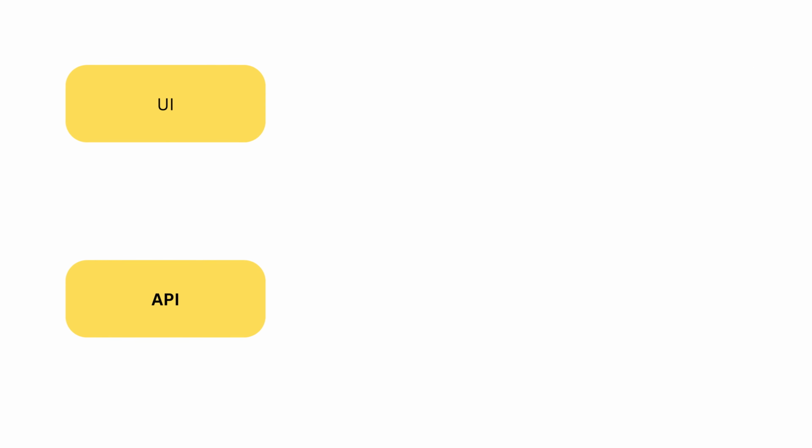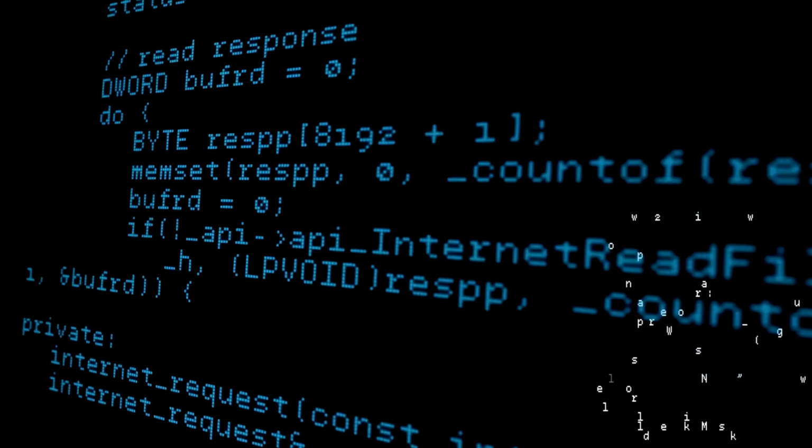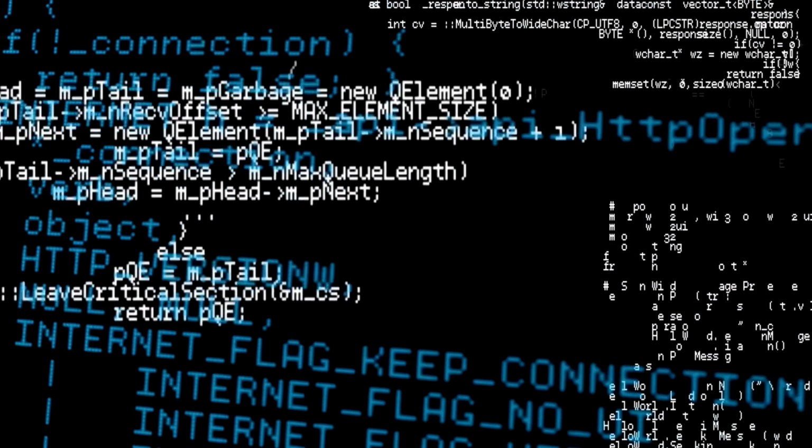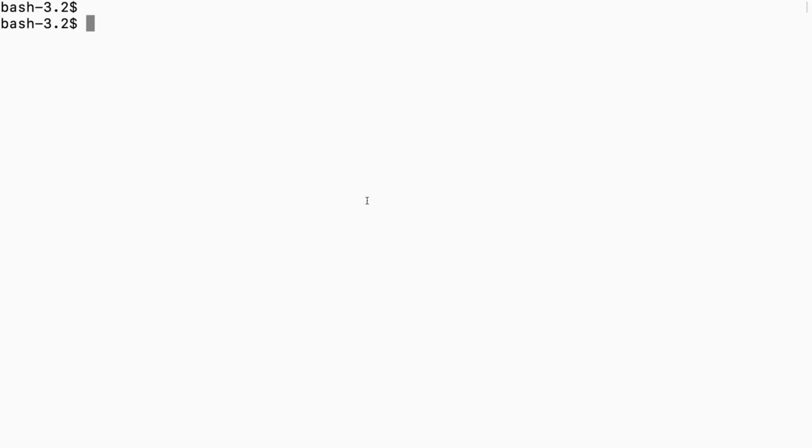So this is how we are going to create folders for this application. We are going to create one folder for UI and another folder for API. The UI folder is created with Angular CLI and the API is built with Node.js and Express.js. There are so many ways we can create folders, but it's always recommended to create separate folders for UI and API.